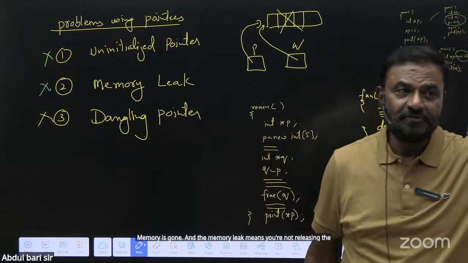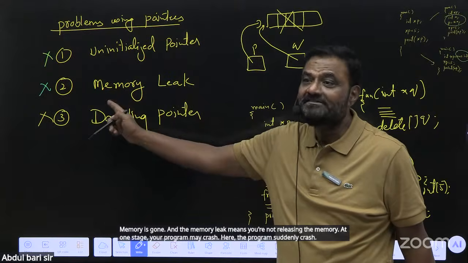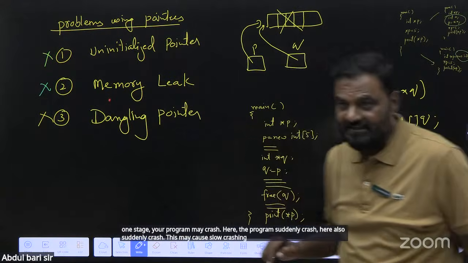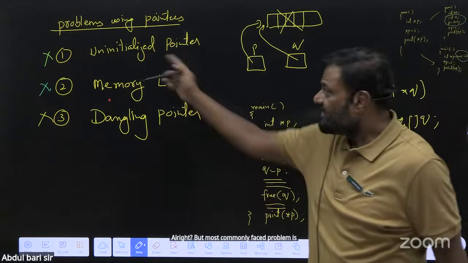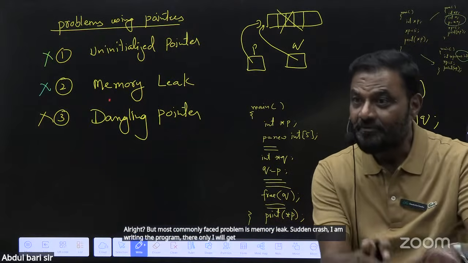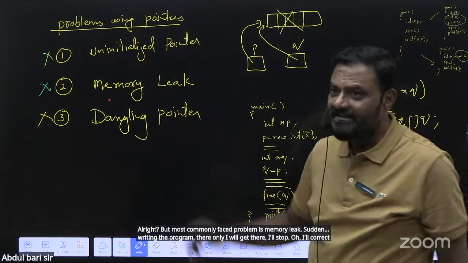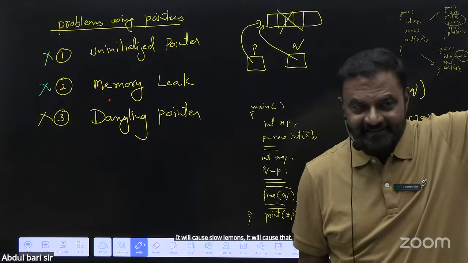At one stage, your program may crash. Here the program suddenly crashes, here also suddenly crashes. This may cause slow crashing, memory leak. All right. But the most commonly faced problem is memory leak. Sudden crash, I am writing the program, there only I will get the error. I'll stop, I'll correct it. Memory leak will cause problems slowly, which means it will show up at the client's end.